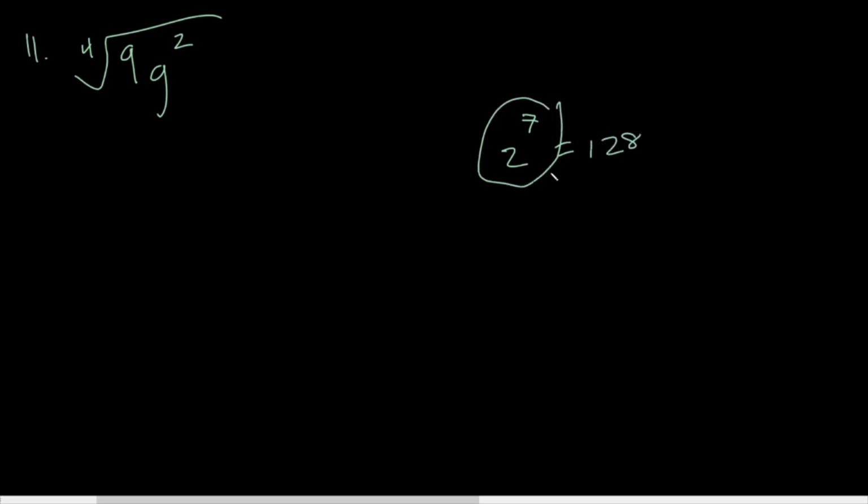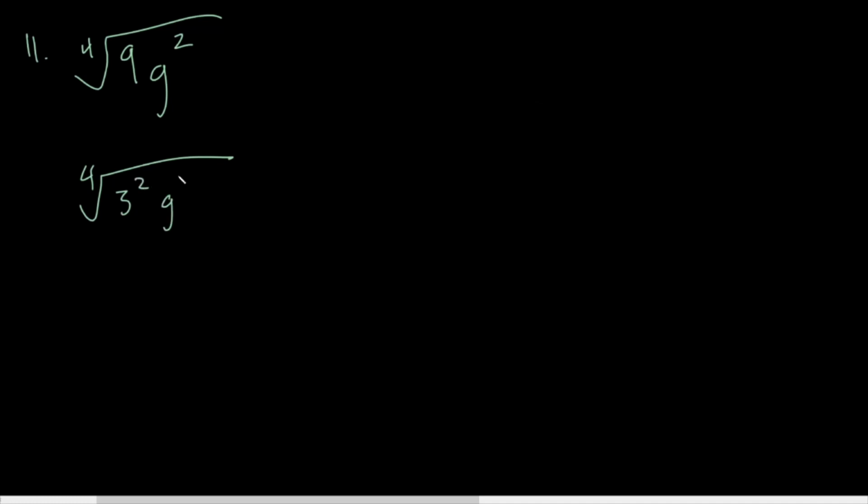So we have the fourth root of 9g squared. This one always gets the kids. I've been using this problem for 3 years now. Okay, so we want to turn 9 into 3 squared. We want to turn all numbers into their smallest base form. So if you have 2 to the 7th, that's 128, we want the exponent expression instead. So 9 is 3 squared, and you get the 4th root of 3 squared g squared.